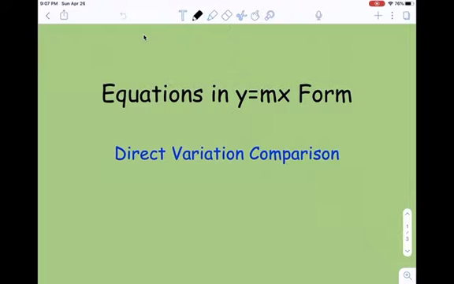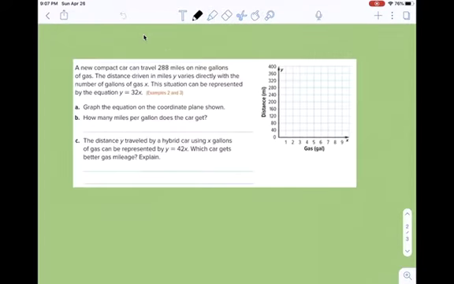All right, so these direct variations can be used for that. So let's take a look.